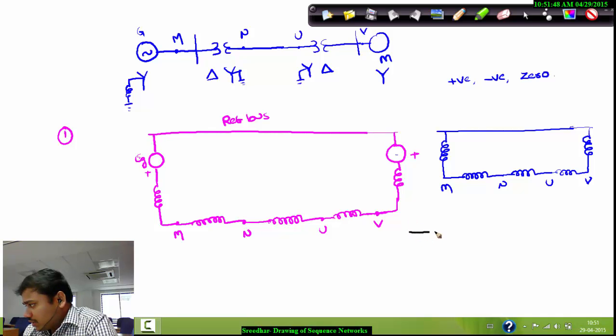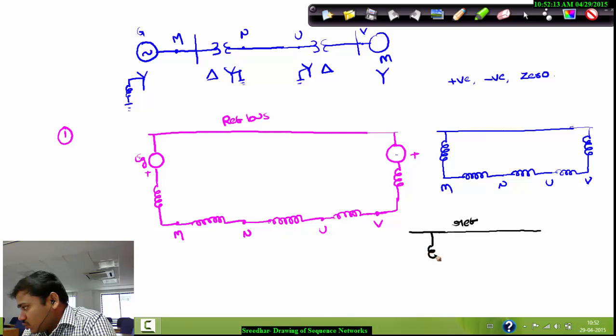Firstly, draw the reference bus as usual. After drawing the reference bus, take from the middle. If you take from this end and this end, you will get confused, so take from the middle. Here the transmission line is connected to star grounding on both sides. Grounding in the sense it is connected to the reference bus. So the transmission line reactance along with the transformer, this is N, this is transmission line U, and this is another transmission line V. So this is connected.